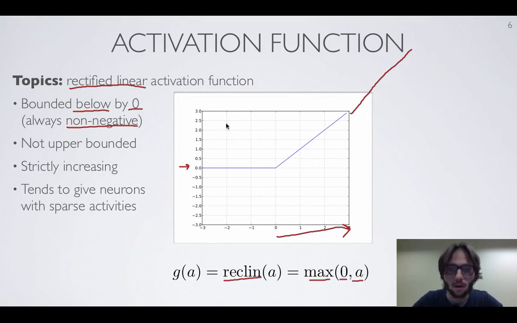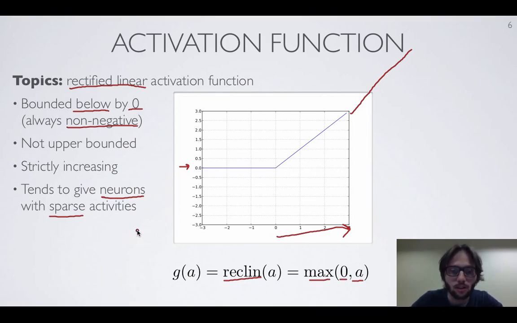So this always grows, and the output can diverge towards infinity if the input goes towards infinity. And in practice, we see that it tends to give neurons that have sparse activities. What we mean by that is that it tends to get neurons that are often exactly zero, which was not the case for the sigmoid or the tanh.